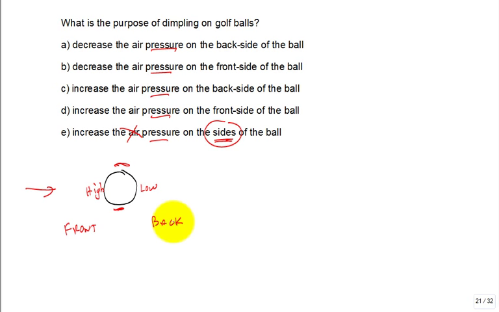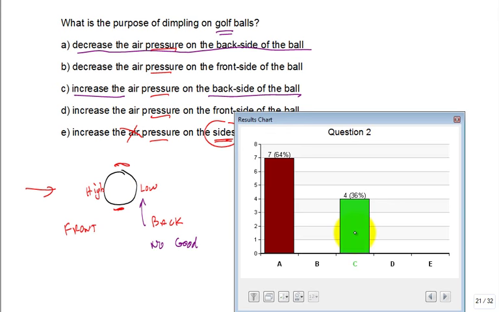What would you like? On a golf ball, do you like drag? No, you want it to go far. You want it to go far with the easy whack off your club. So basically, this low pressure on the back side is no good. You don't want it to make lower. You want to increase the air pressure on the back side of the ball. All right. How would you decrease the air pressure? If you decrease the air pressure on the back side of the ball, wouldn't it make it worse? It would make it worse. So I know that these questions are tricky, but that's the best I can do at explaining it.